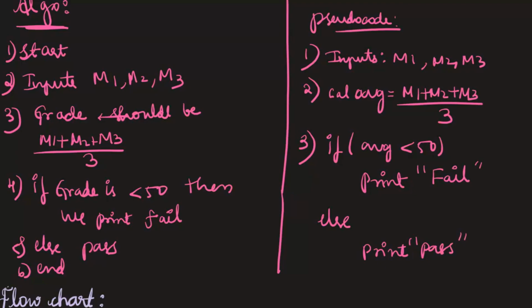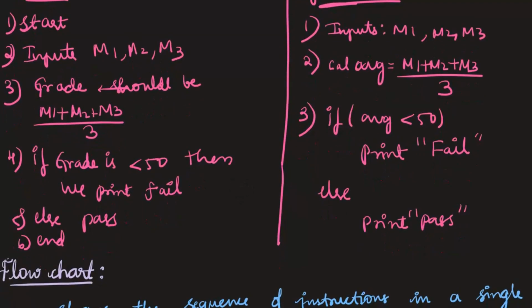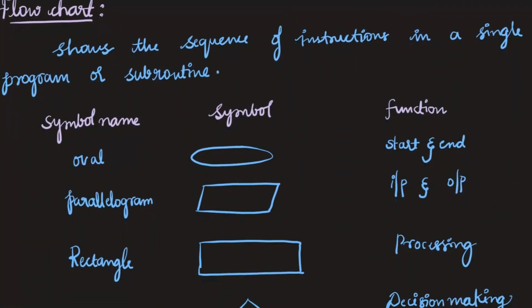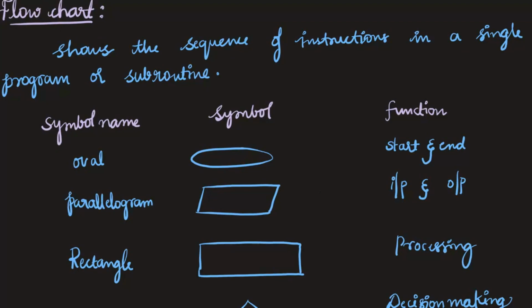So algorithm is a basic English explanation of a program, and pseudocode is the code, but it is not used in the computers. Now if we come to the flowchart, it says that sequence of instructions in a single program or subroutine. That means it shows the explanation of the program step by step using the symbols.